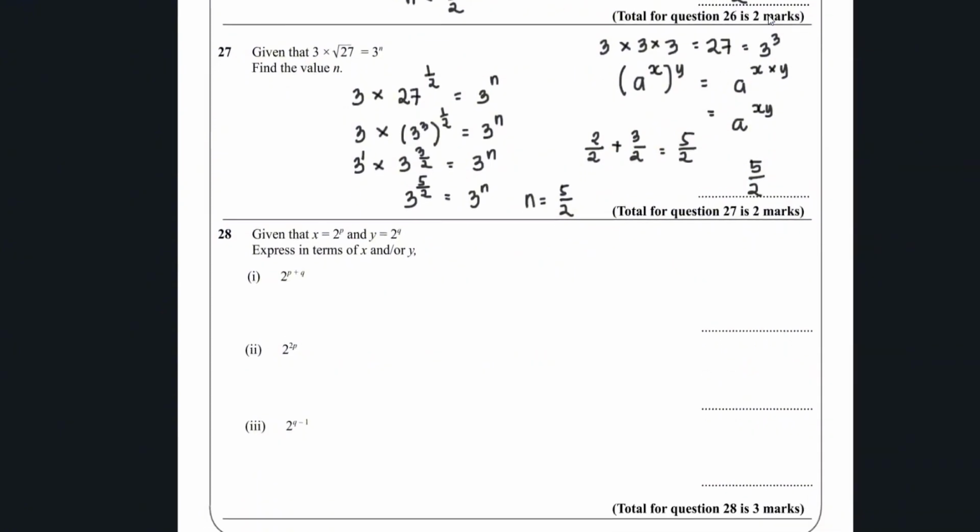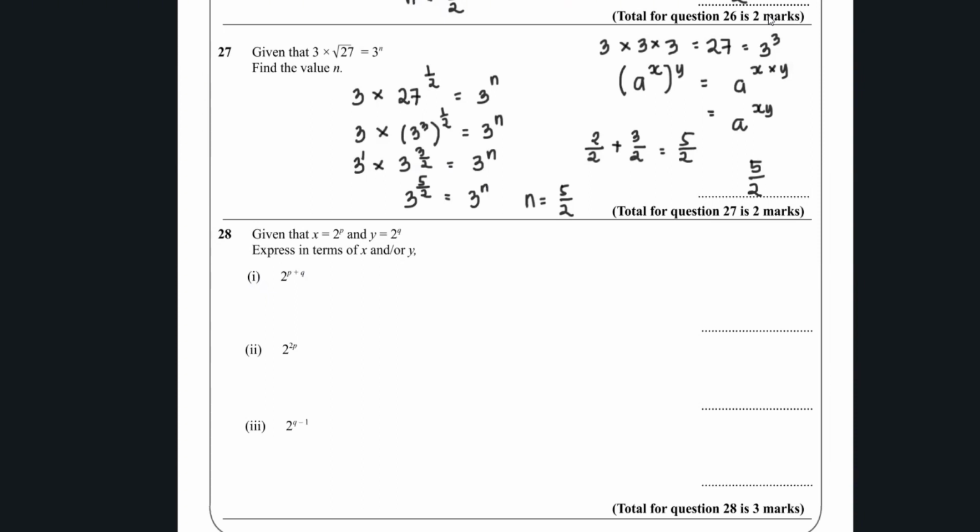All right. Now, this one right here. So it's a matter of manipulating or rewriting the powers so that they have the same base. So you can use the laws of indices. Now, given that x is equal to 2 to the power of p and y is equal to 2 to the power of q, express in terms of x and/or y.